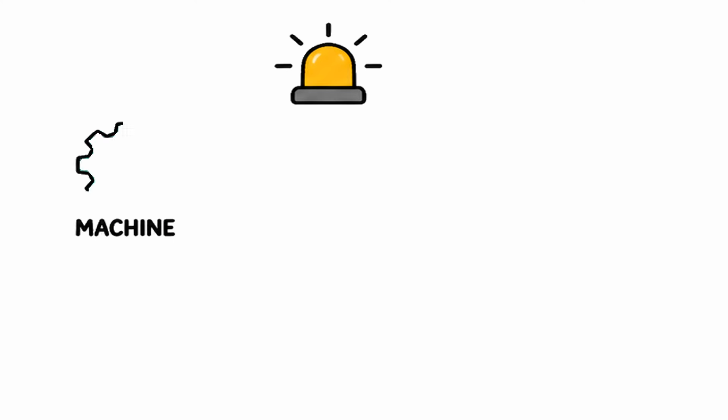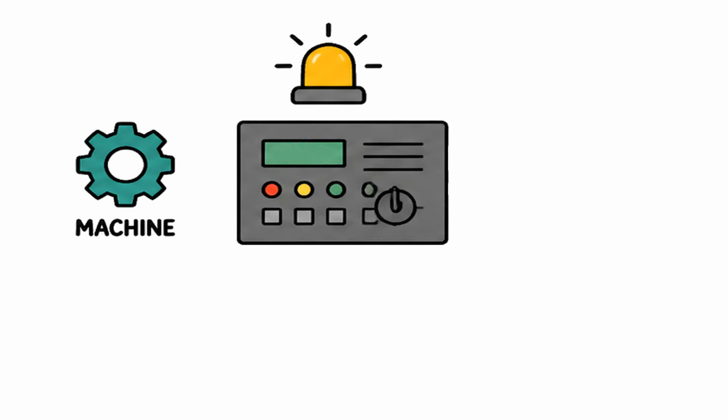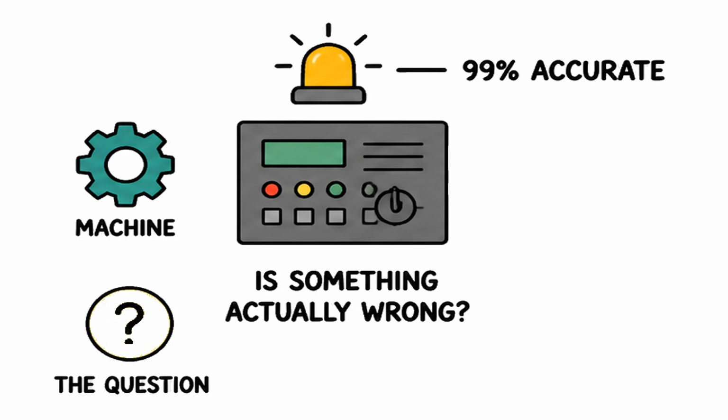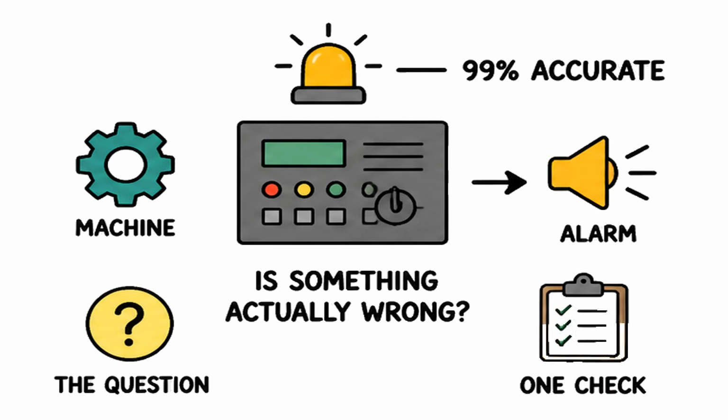A single warning light activates on a factory control panel. Beside it, a bold tag reads 99% accurate. So here's the question. If this alarm is 99% accurate, how likely is it that something is actually wrong?